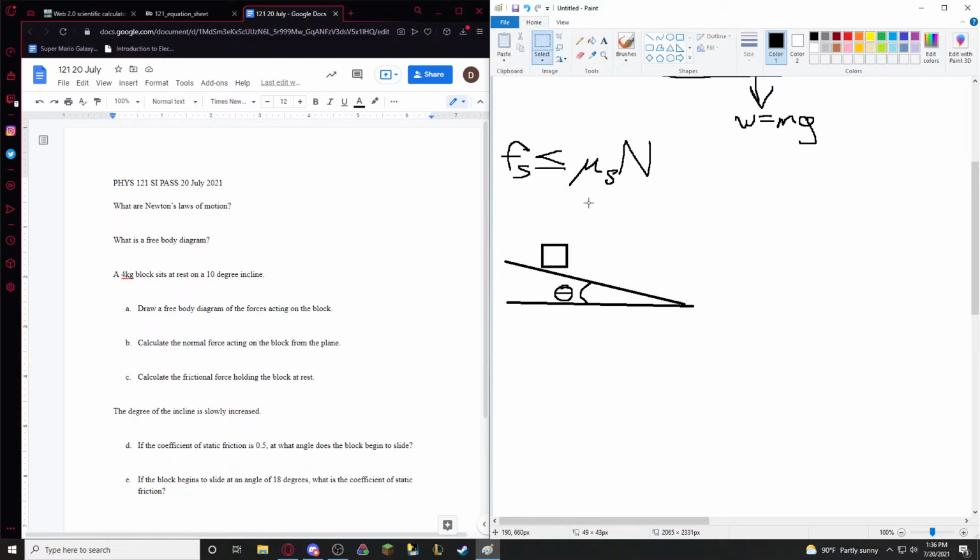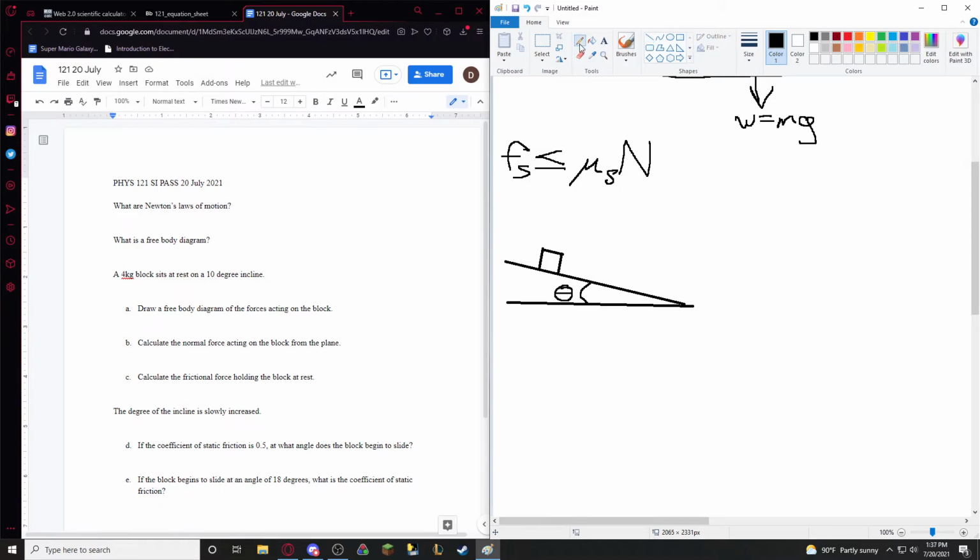Am I able to rotate this? I don't think so. I'll draw it with little lines like this. So we have our block sitting at rest on our incline.